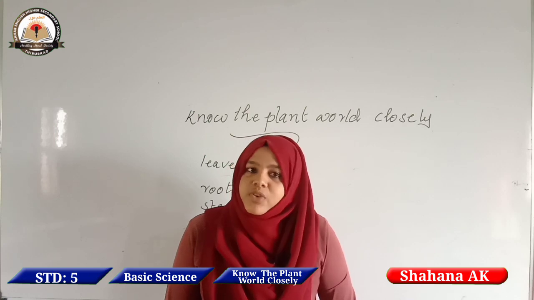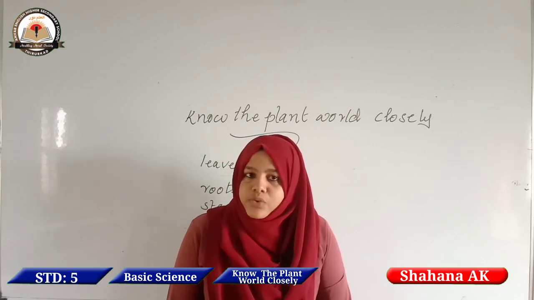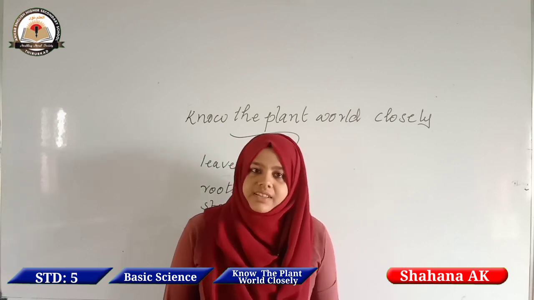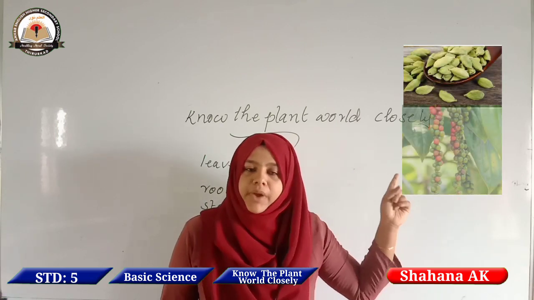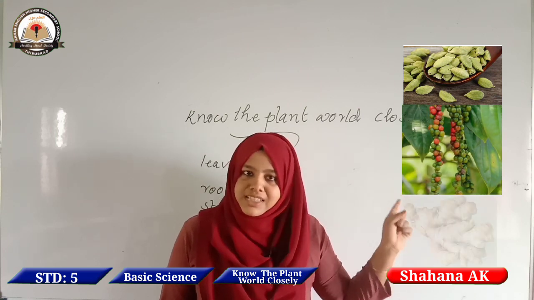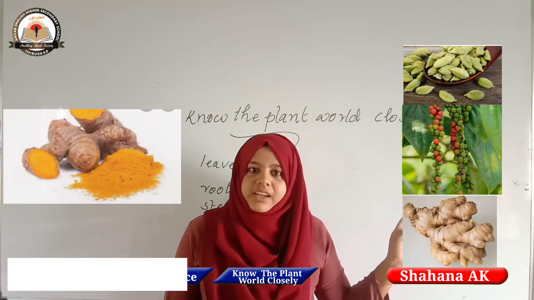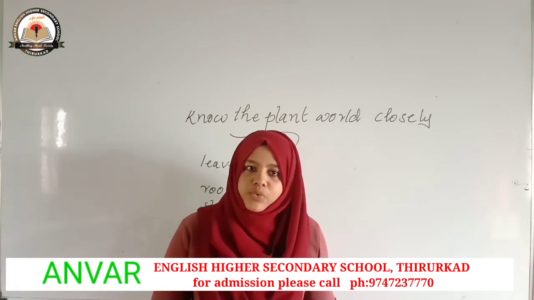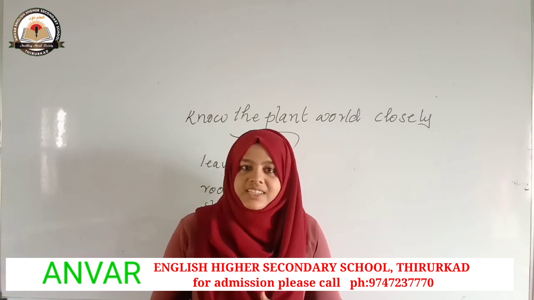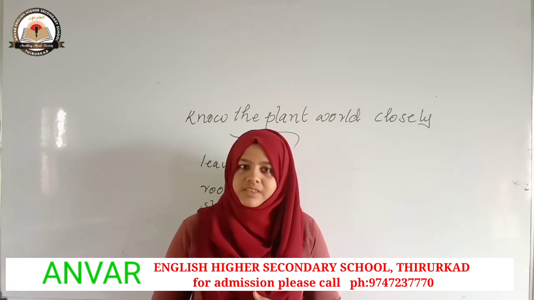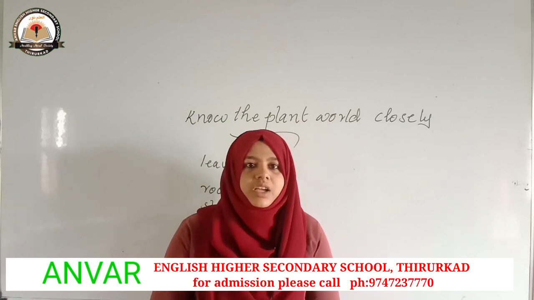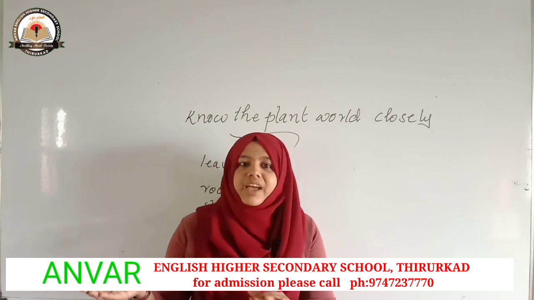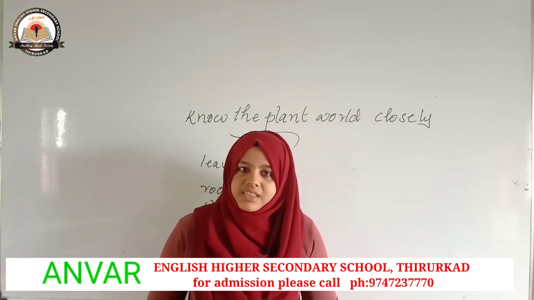Can you give some examples of spices that we are using in our food? Yes, cardamom, pepper, ginger, turmeric, etc. are the spices that we are using in our food to give more taste, color and smell to our food. So here we understood some plants we are using as food, some plants we are using as spices.